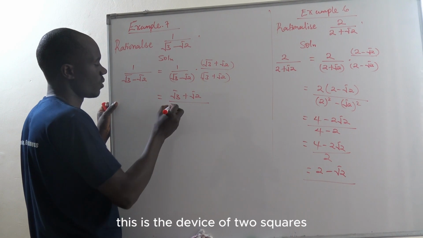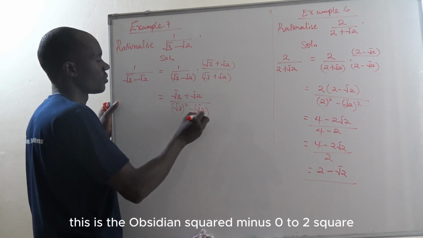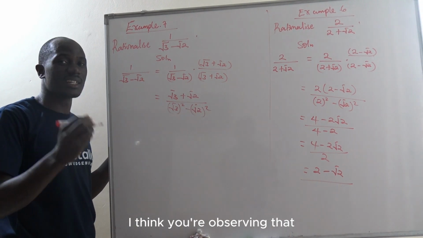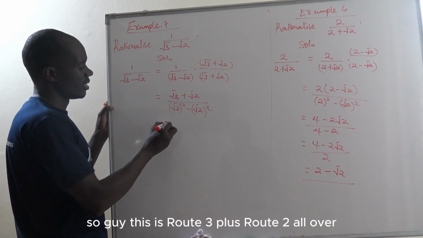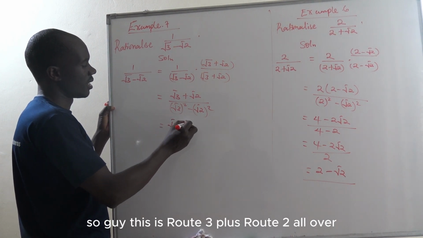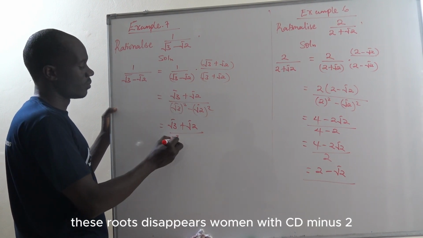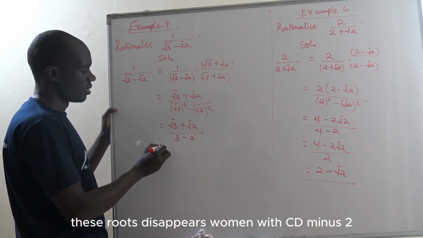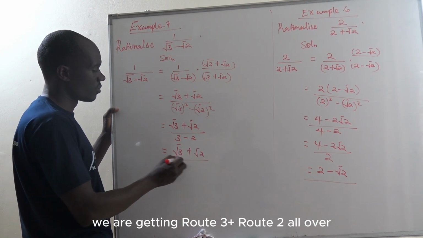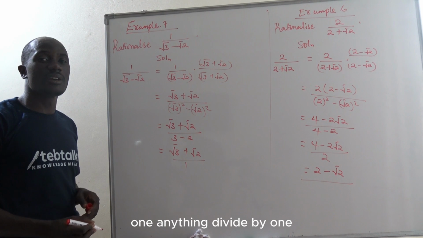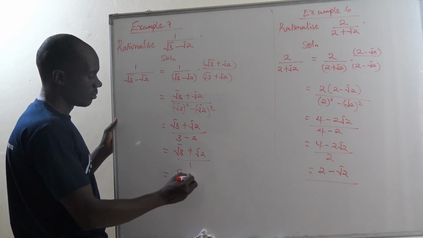This is the difference of two squares. This is root 3 squared minus root 2 squared. I think you're observing that element of the difference of two squares. So we go ahead, this is root 3 plus root 2 all over, these roots disappear, we remain with 3 minus 2. What does it become? We are getting root 3 plus root 2 all over 1. Anything divided by 1 remains. So this becomes root 3 plus root 2.